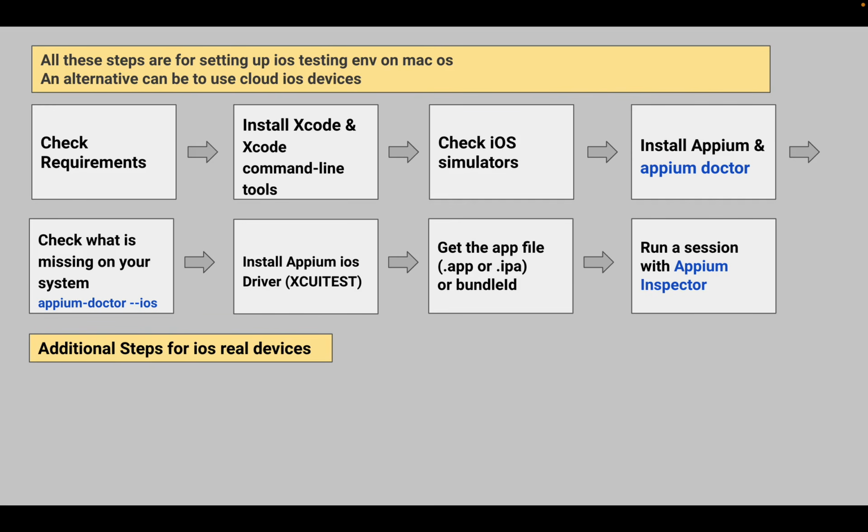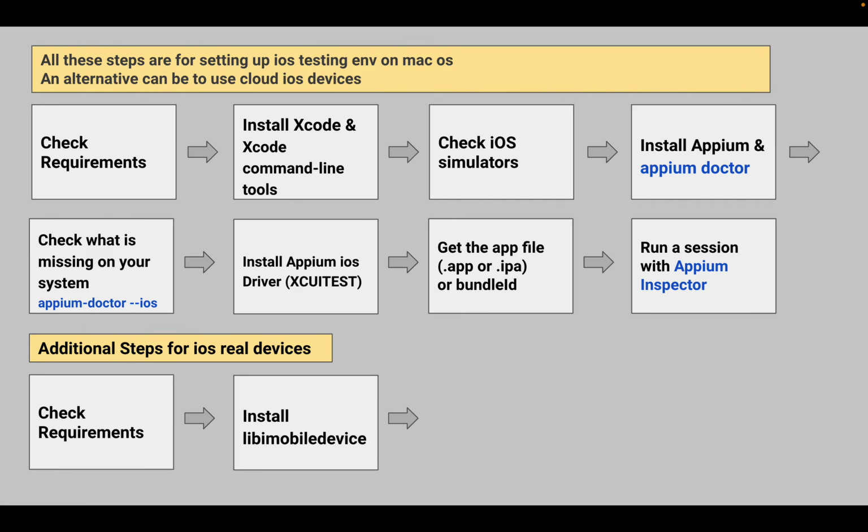Then there are some additional steps we have to do if you want to use real iOS devices, and for that we will again check the requirements that we need for setting up and using real iOS devices. Then we will install the libimobiledevice library that we need for real iOS devices. We will also see how we can install or set up WebDriverAgent.